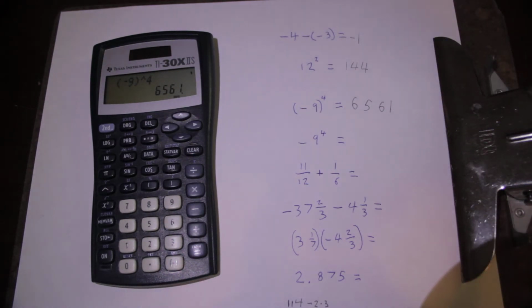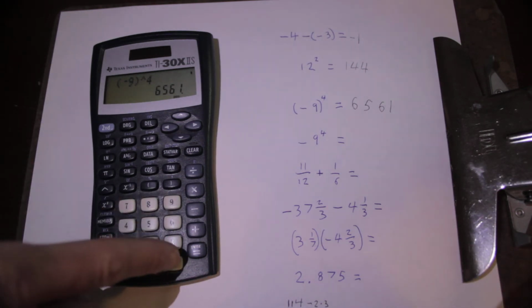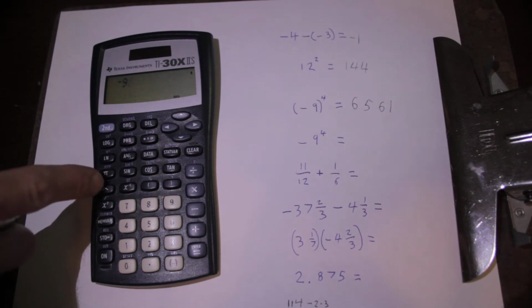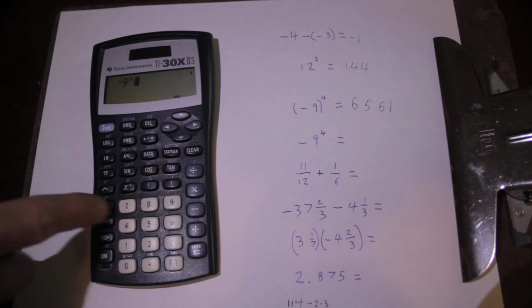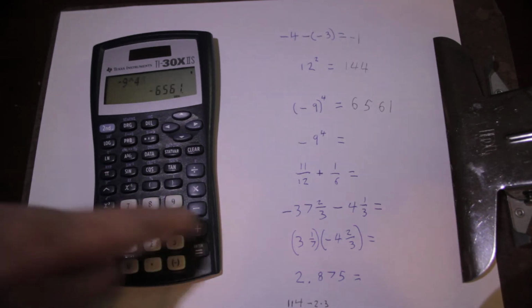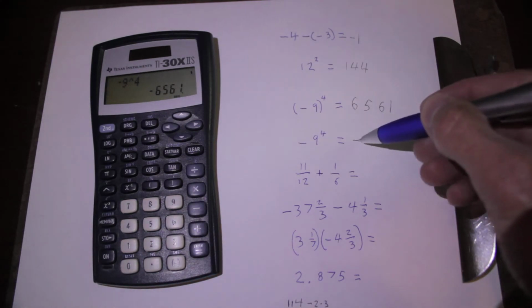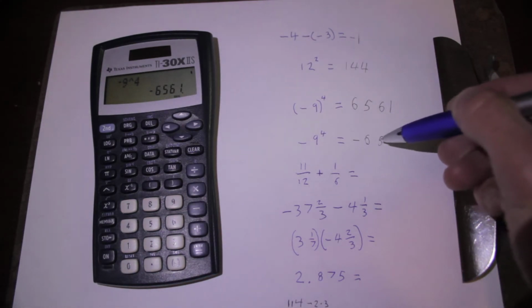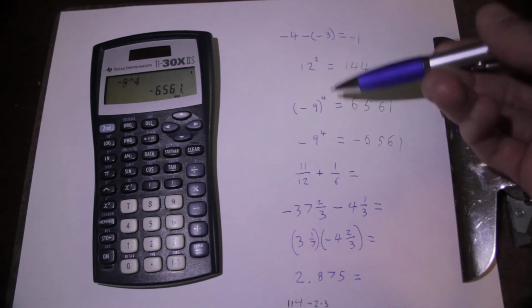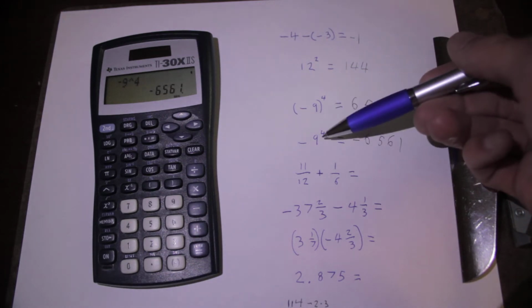6,561. Next question looks similar, except we don't have the parentheses. So -9, again push your power button to the 4th, equals a negative 6,561. So these parentheses really do make a difference.